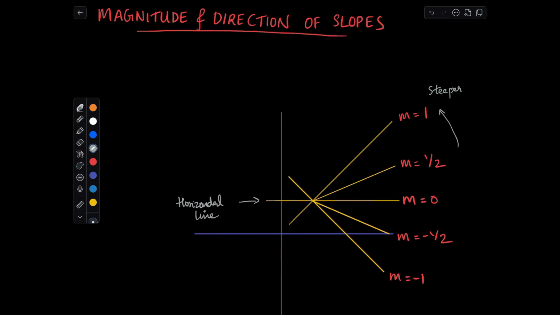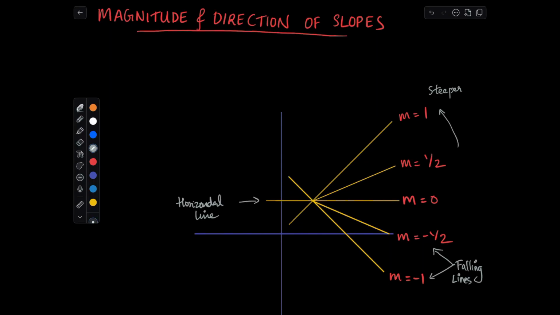The sign of the slope also gives us a sense of direction. When the slope is negative, it means that the line is falling to the right. That is, as x increases, y decreases. When the slope is positive, it means that the line is rising upward. That is, as x increases, y also increases.